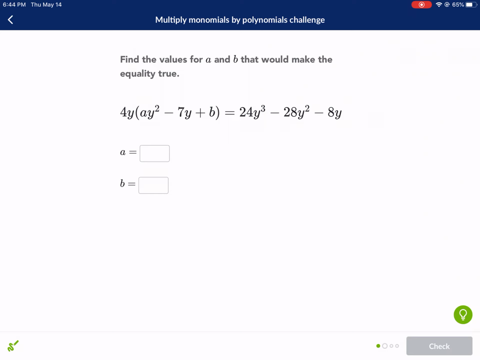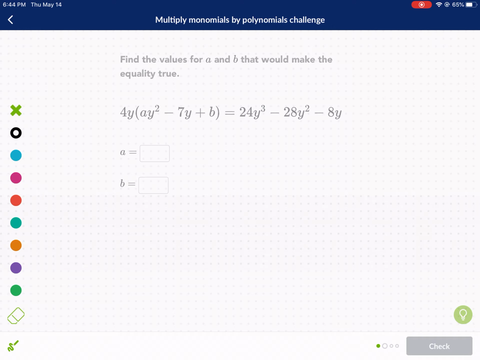Now on to the next one. Find the values for a and b that would make the equality true. The right side is the key. Notice how the right side's all good and there's only one variable, which is y. On the left side we have a and we have b, which we're trying to find the value of. So b is here, a of course is up here. What we need to do is distribute essentially. So let's distribute this first and then it'll be a little bit easier for us to see what's going on.